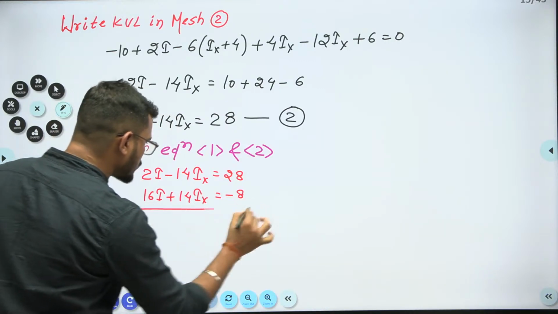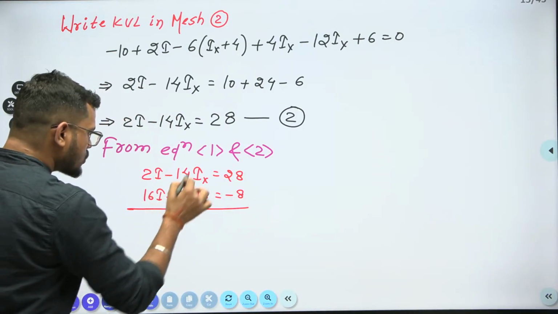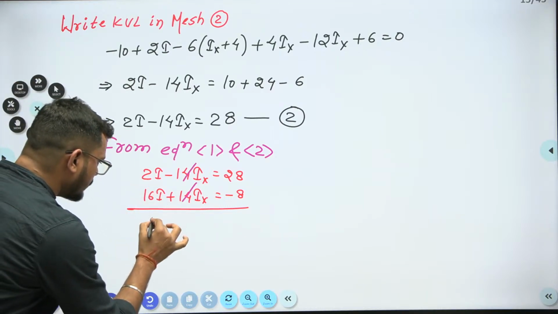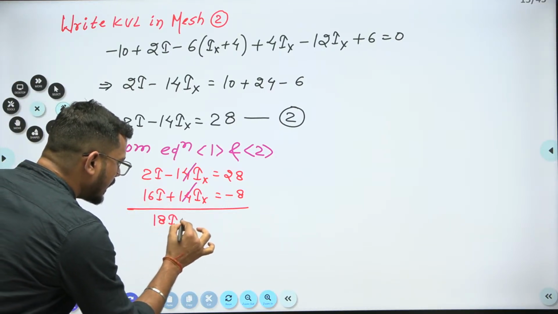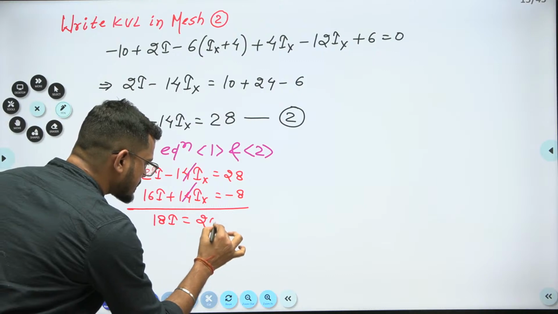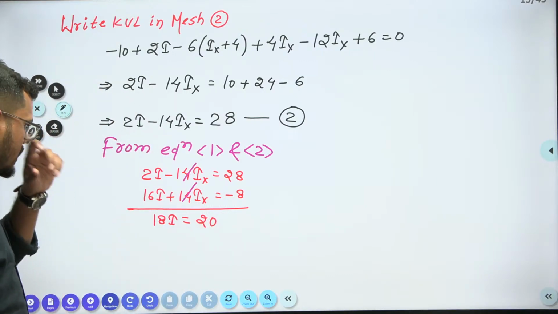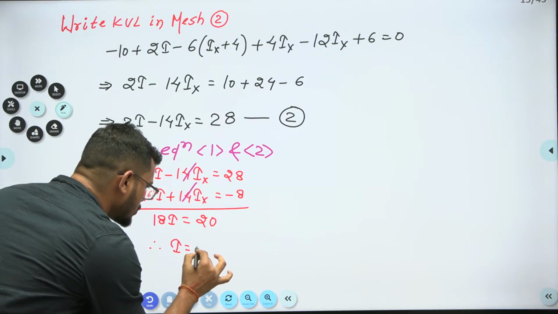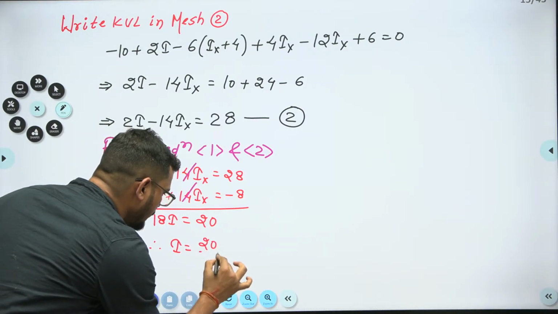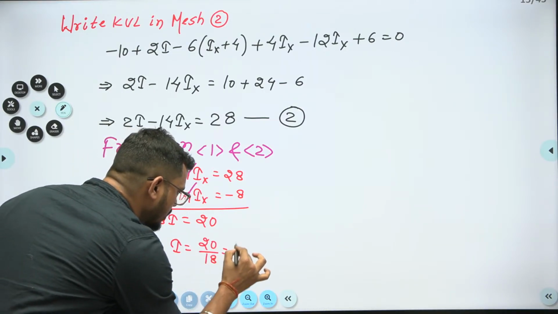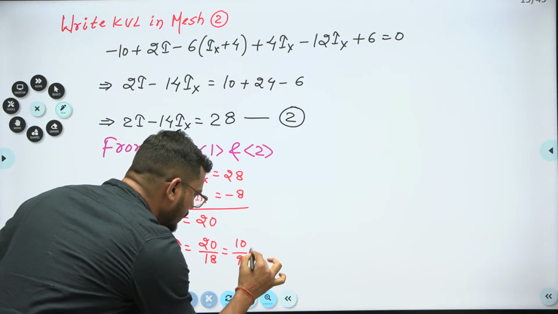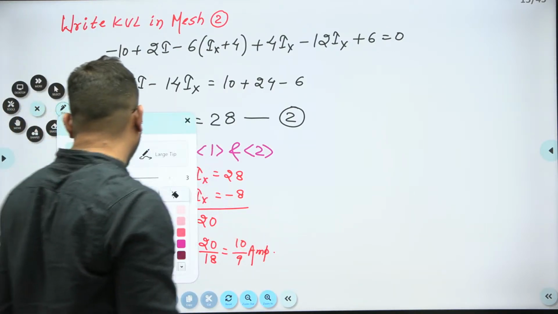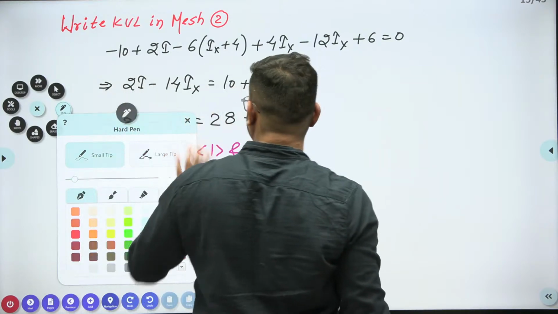So just add these two equations, guys. Okay? So by adding, this will cancel out. So we have 18 times I, and this is equal to 20, guys. 18 times I is equal to 20. So therefore we can write I is equal to 20 by 18, which is nothing but 10 by 9 ampere. Is it clear to all, yes or no?